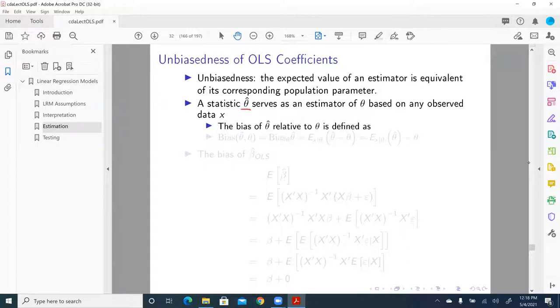It could be a sample mean. It could be, let's say, a sample regression slope or intercept serving as an estimator of theta. While theta is a population parameter, it could be the population mean, or population regression coefficients, based on any observed data X, right? Because we use sample data, the sample data won't yield an estimate that is exactly equivalent to the population parameter. A lot of times we're off a little bit, hopefully, and other times we're off a lot, right?